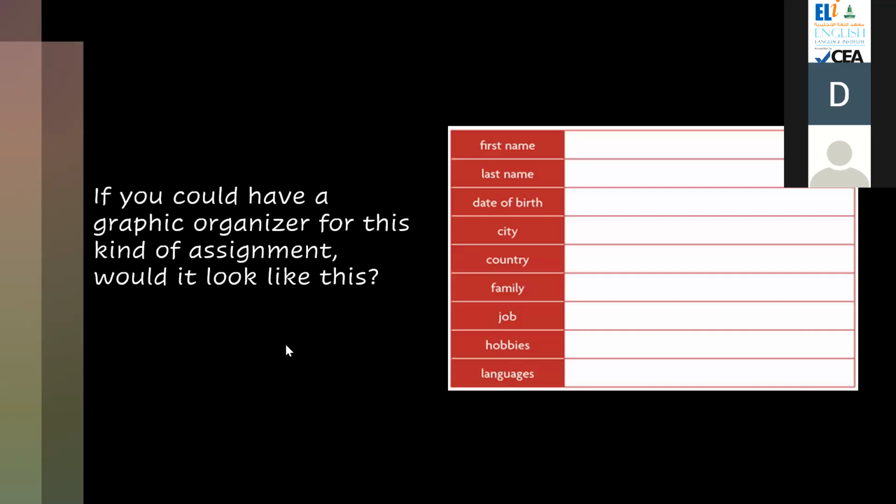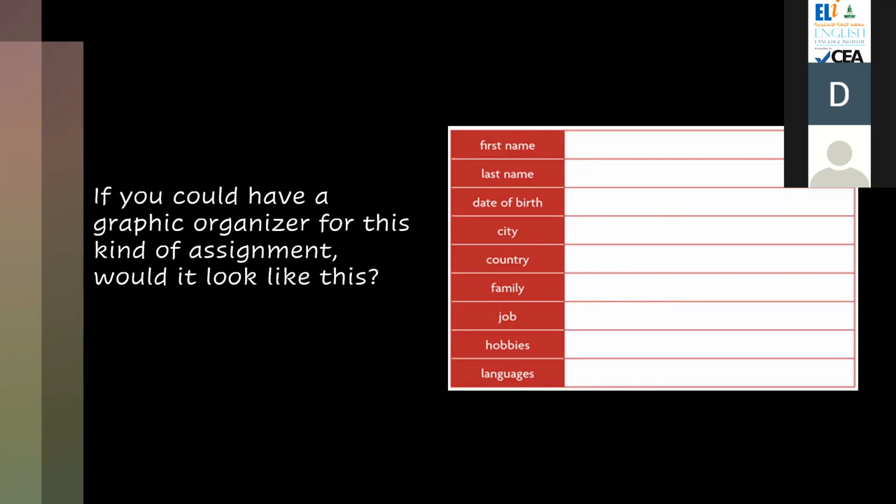Could you use something like this for a level 1, write about a person? Their first name and last name, date of birth, what city they're from, what country, their family, who they are in their family, if they have a job, what hobbies, what languages. This took a number of the ideas you had given, plus a few more, and said, hey, let's put it in a chart, and they fill this in.